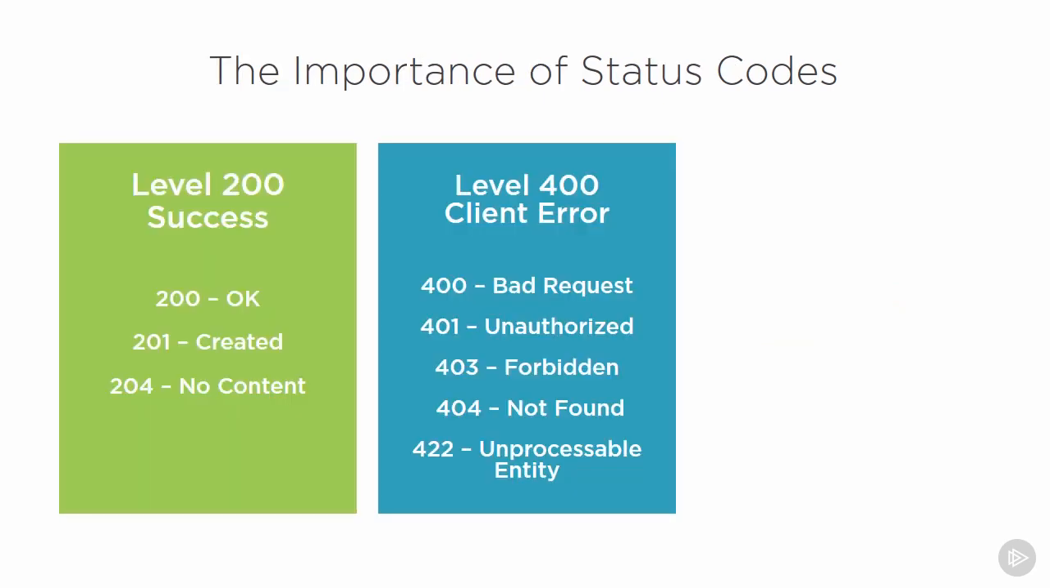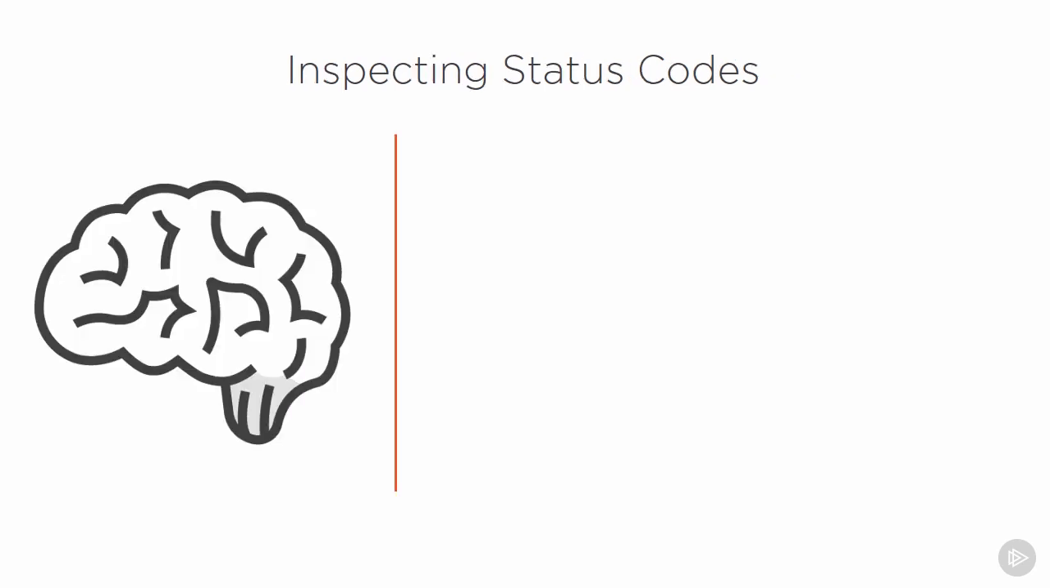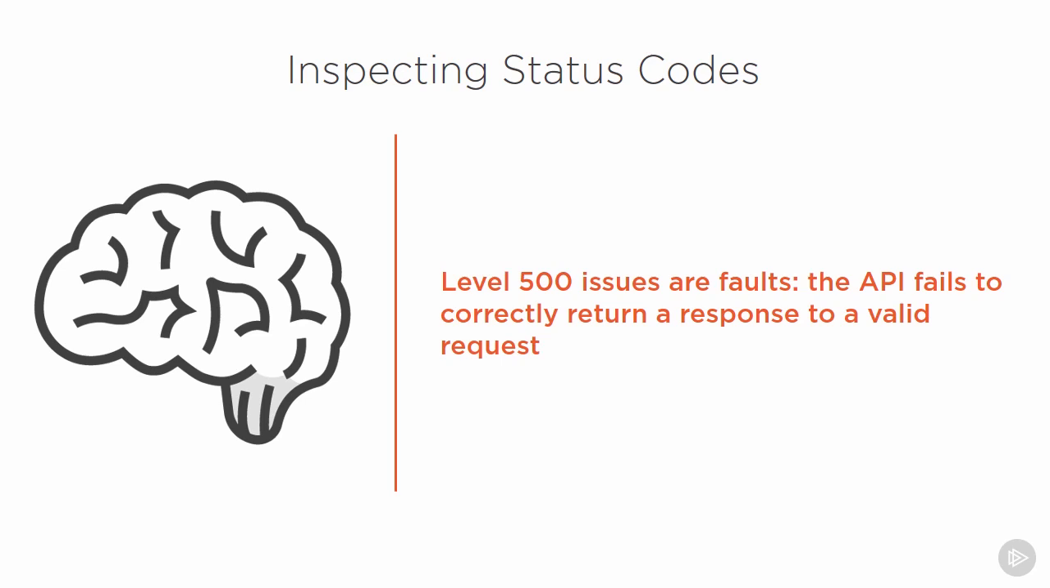Lastly, there's level 500, server mistakes. Often only the 500 internal server error is supported by APIs. This means the server made a mistake and the client can't do anything about it other than trying again later. Problems in this range are defined as faults. The API fails to correctly return a response to a valid request by a consumer. In other words, the API made a mistake.